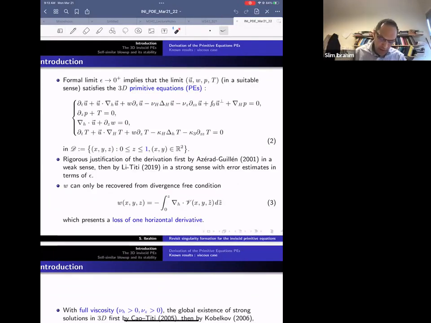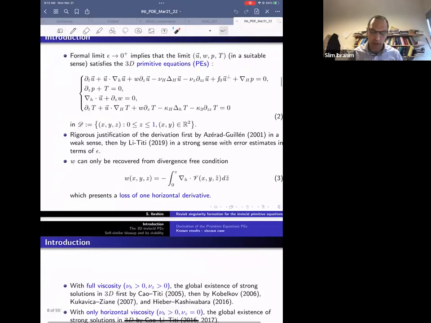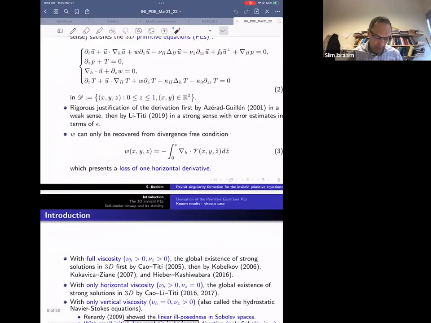Why? The reason is because of this: there is a loss of one derivative in the W, in the X derivative. So these are the full set of primitive equations when we consider viscosity and diffusivity, and they were derived from, as I said, the Boussinesq approximation using dimensional analysis.